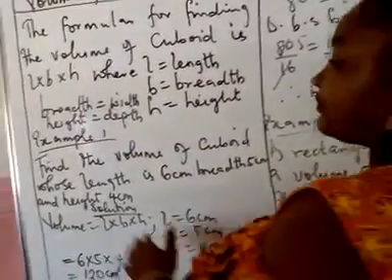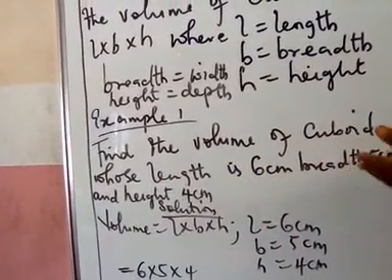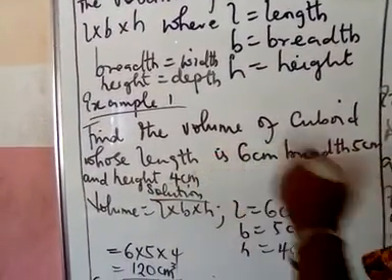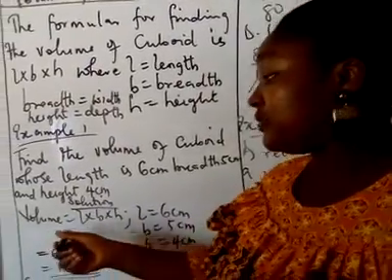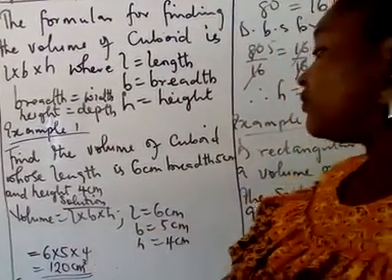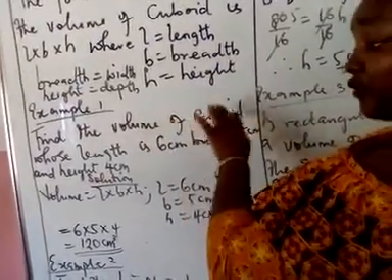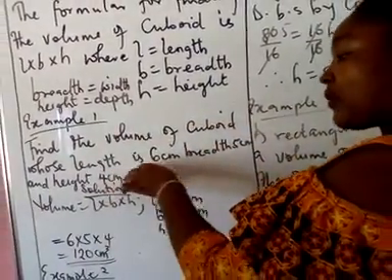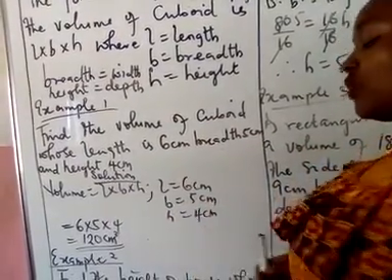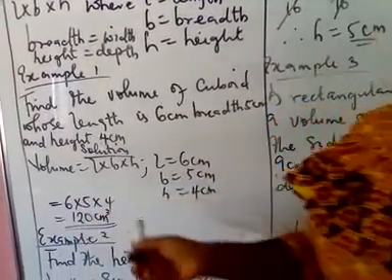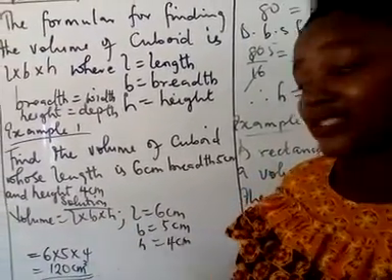Let's take an example. Find the volume of a cuboid whose length is 6 cm, breadth 5 cm, and height 4 cm. What do you do? You just write the formula, which tells you that volume is equal to length times breadth times height. Lift the values from the question given. From our question, the length is 6, the breadth is 5, and the height is 4. We now say 6 times 5 times 4, which will give us 120 centimeter cubed, not just centimeter.